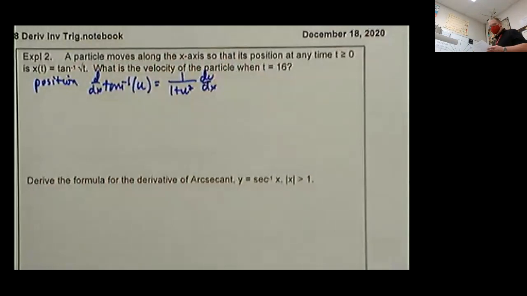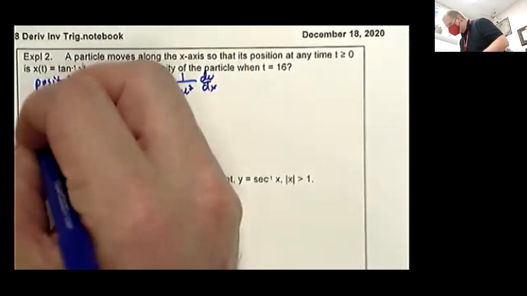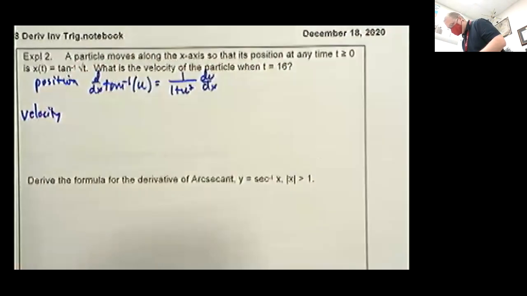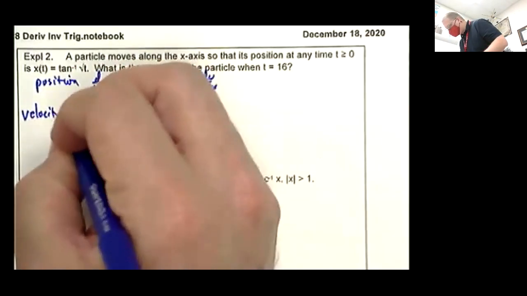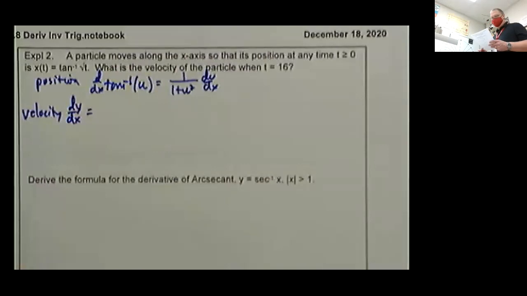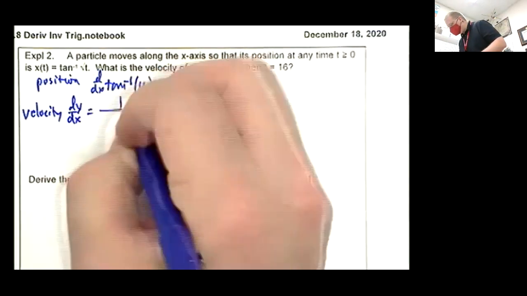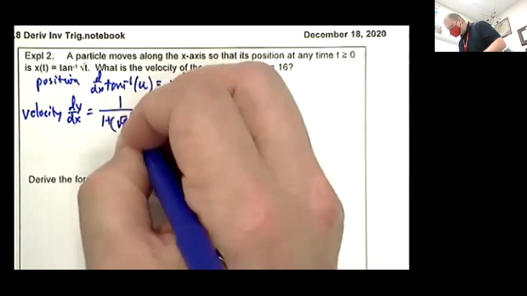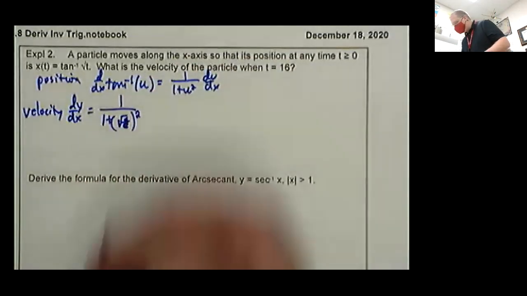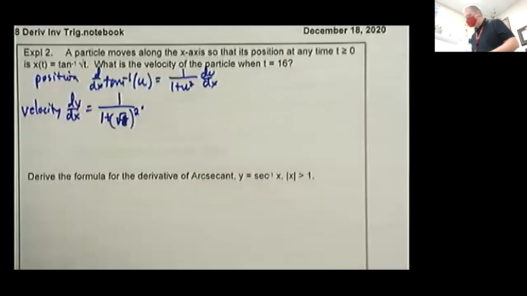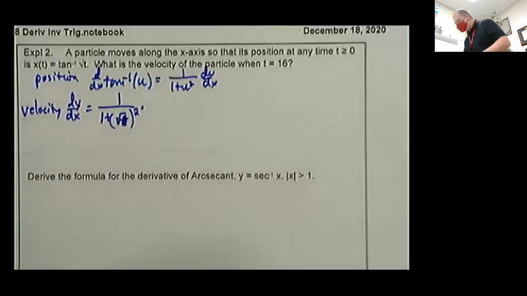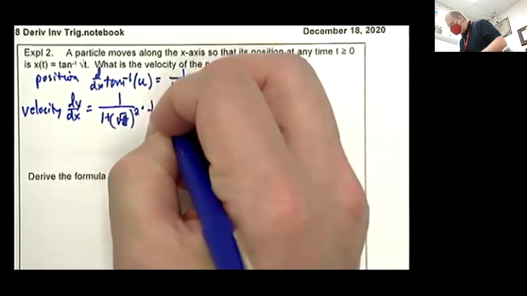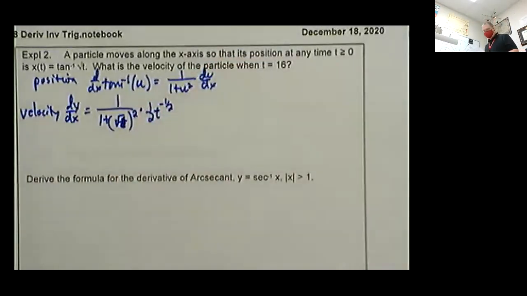And so we want the velocity. That's the first derivative. So we want dx dt. And so we're going to take the derivative, and we're going to plug in what we know. Our argument u is the square root of t. So this is 1 over 1 plus square root of t quantity squared times the derivative of square root of t. That's t to the 1/2. So that's 1/2 t to the negative 1/2 when we subtract 1.